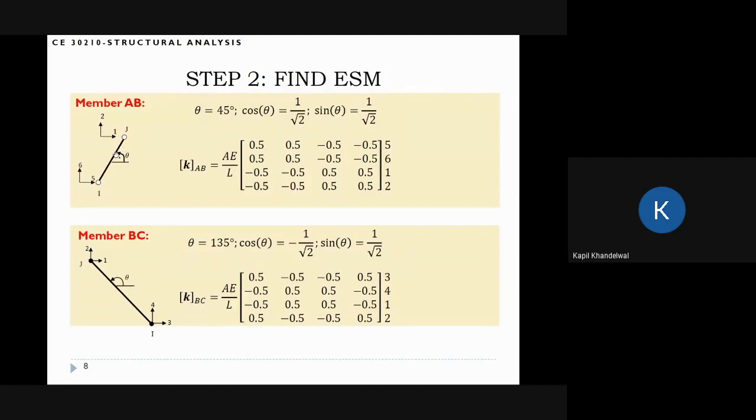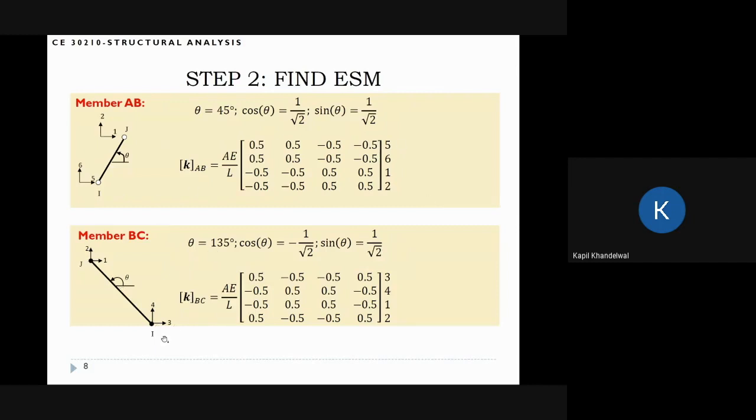So this is the element stiffness matrix for member AB. Now all of you are familiar with how to get the element stiffness matrix. In this case, I'm calling this node I, this is node J. So the degrees of freedom ordering is 5, 6, 1, 2. Theta is 45 degrees, and these are the entries for the stiffness matrix.